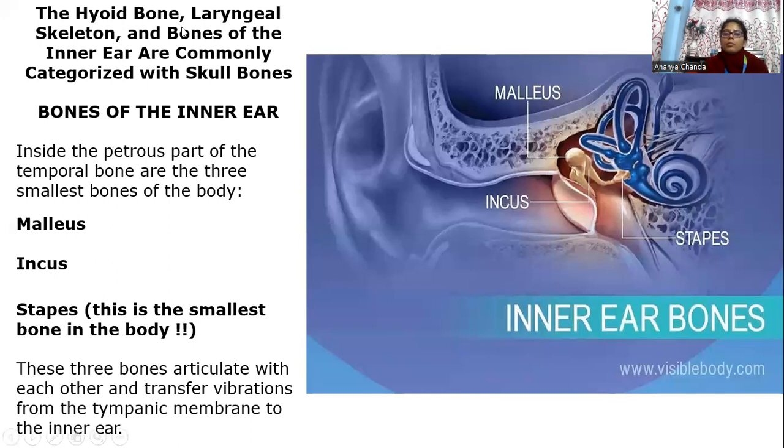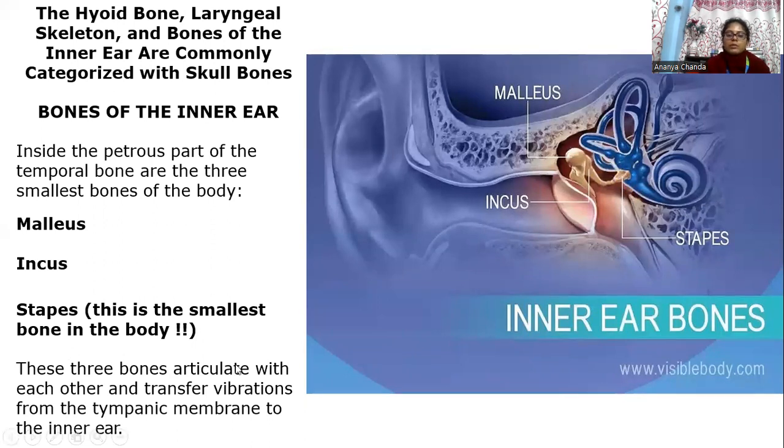Next come the hyoid bone, laryngeal skeletal bone. The bones of the inner ear are commonly categorized with the skull bones. So bones of the inner ear consist of stapes, incus and malleus. So stapes is also known as what? The smallest bone in the body. And the largest or longest bone is what? The femur, and the smallest bone in our body is the stapes. So this is the stapes, which is the smallest bone in our body, present in the inner ear.